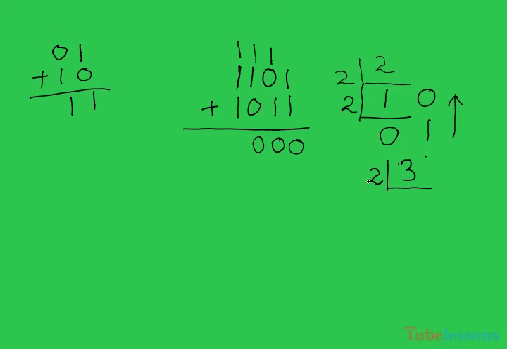Divide 3 by 2. So 2 into 1 is 2. So quotient is 1 and remainder is also 1. Divide 1 by 2. Quotient is 0 and remainder is 1. So bottom to top, 3 means 11. So 1 will be here and another 1 will be carried forward. Now here is nothing, so 0 plus 0 plus 1 means 1. So this is the answer.